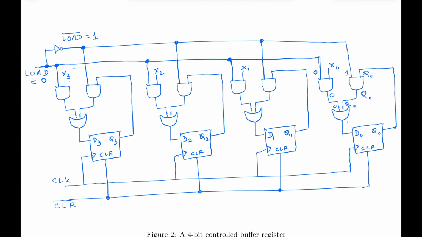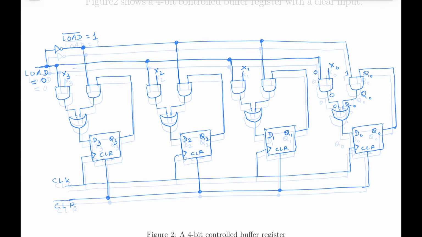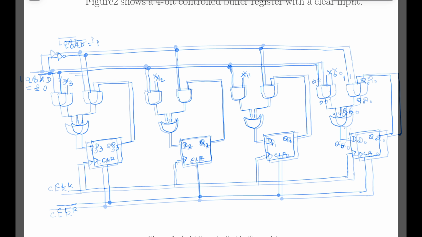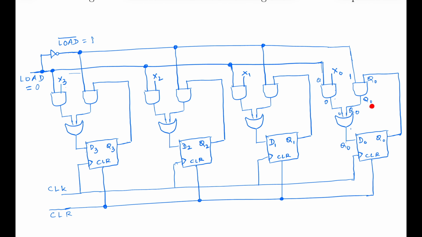Of the two inputs to the OR gate, one is 0 and another is Q0. So the output of this AND gate is Q0. Okay? This output of this AND gate is also the input to this OR gate. So of the two inputs to this OR gate, one is 0 and another is Q0. So the output of this OR gate is Q0, which becomes input D0 of this D flip-flop. Okay?